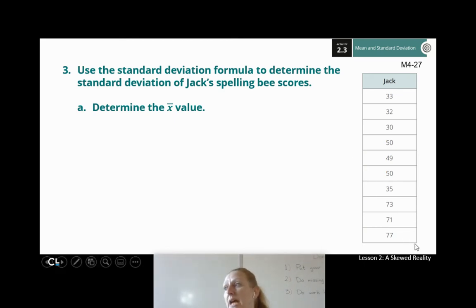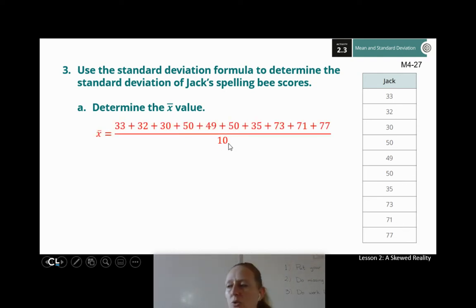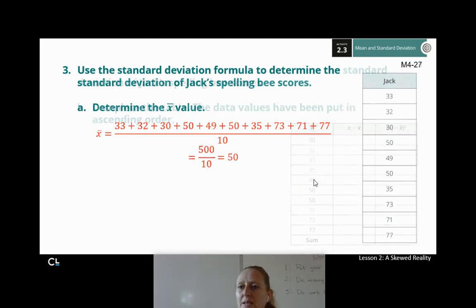So to find the mean, I'm going to add them all up. And we said these were their 10 most recent scores, right? So I'm going to add them all up and divide by 10. So I totally did that. When I added these up, I got 500 on the nose and divided that by 10. So it looks like Jack's mean is 50.